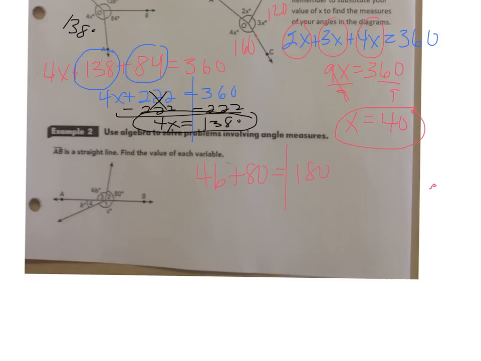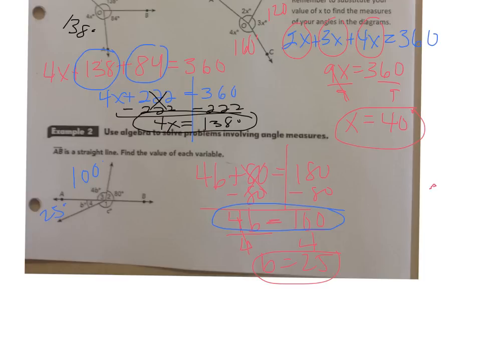Okay? So we're going to subtract 80 from both sides. 4b equals 100. Divide by 4. b equals 25. Now, for this top part, we really only need the 4b equals 100. So that means right here, this is 100 degrees. But when you go down to the bottom, you see you have b. So b is going to equal 25. So we have to plug in 25 degrees here.